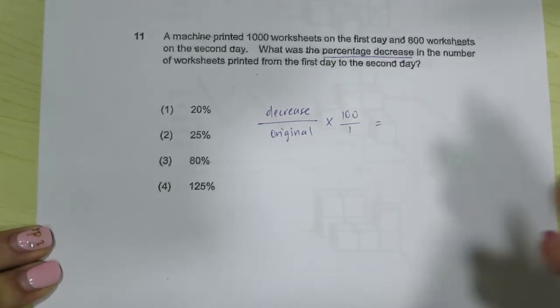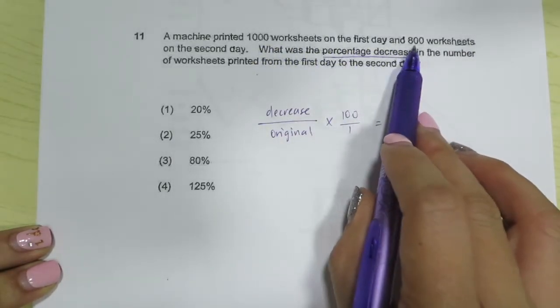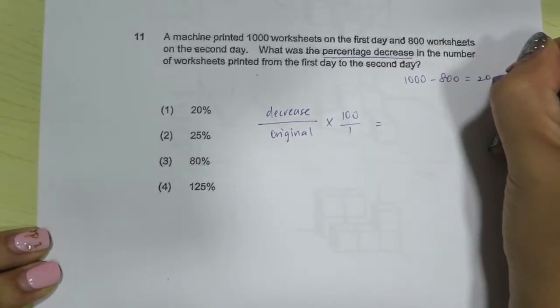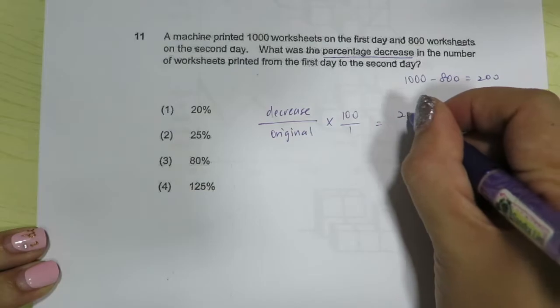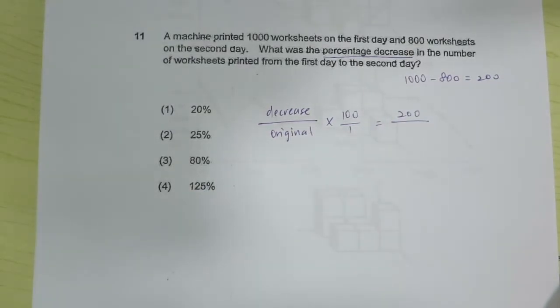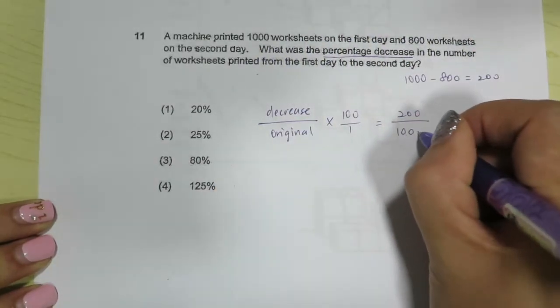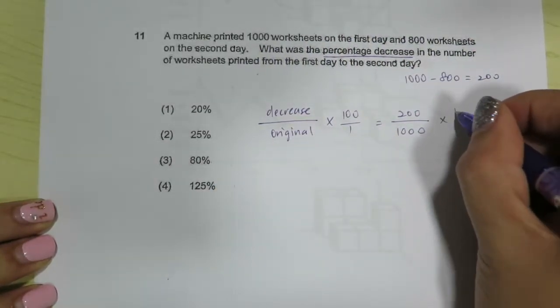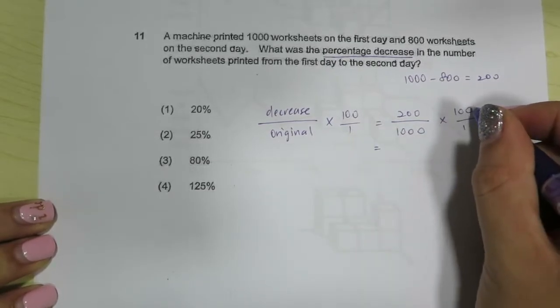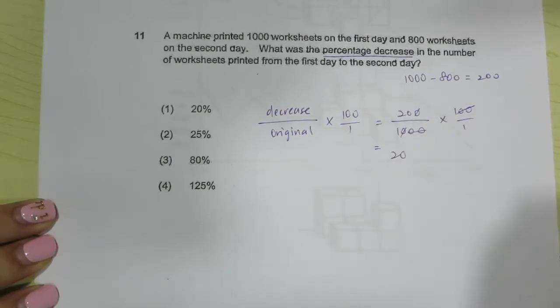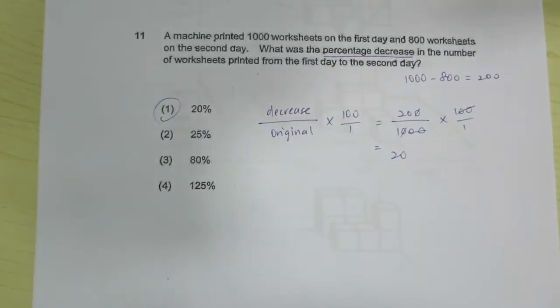Now what is the decrease? On the first day is 1,000, the second day is 800. So the decrease is 1,000 minus 800, which is 200. The decrease is 200 out of the original. What do I mean by original? It is the one that happened first. So of course we're talking about the first day. The first day is the original, 1,000. Okay, next we want to find percentage, so we times 100. Do your cross cancellation again. 20%. The answer is option 1.